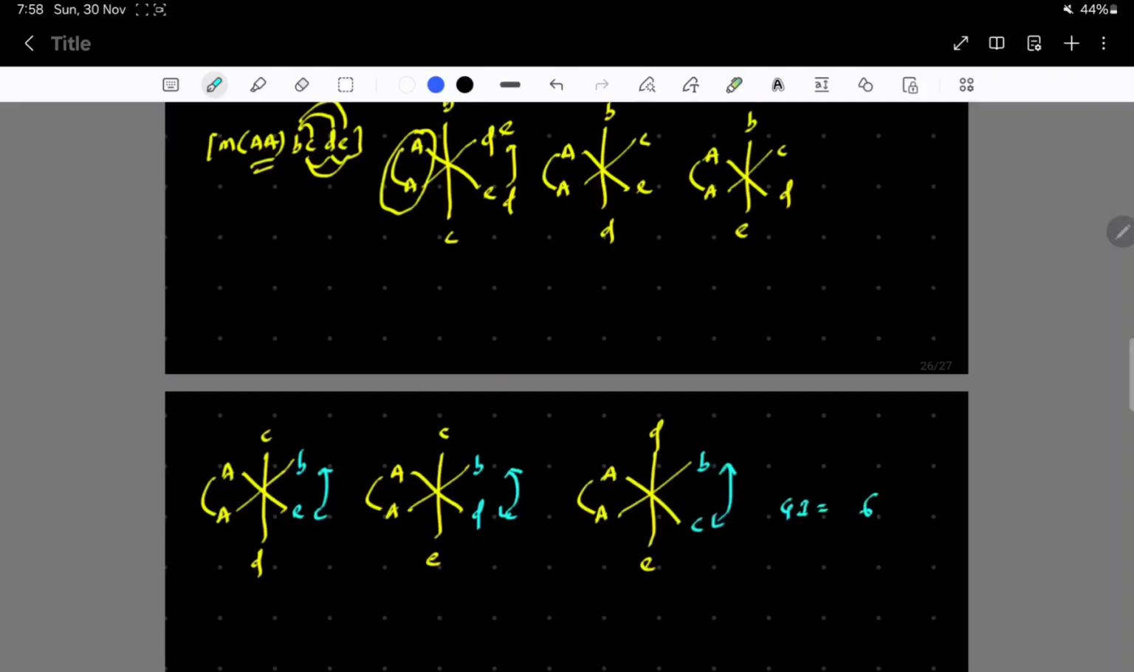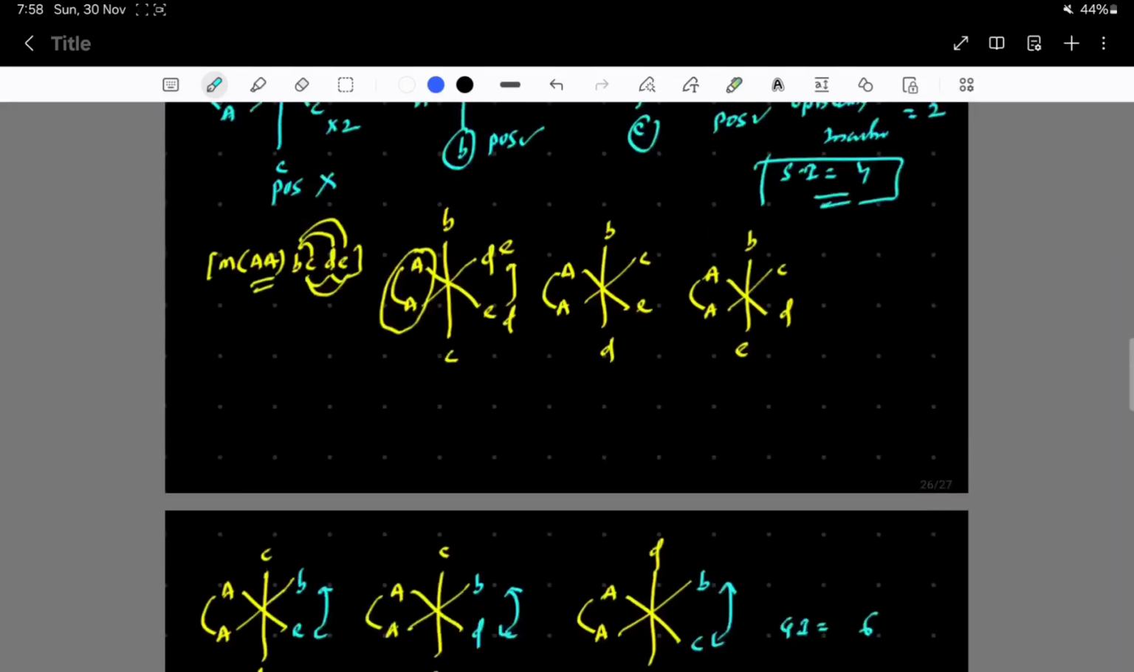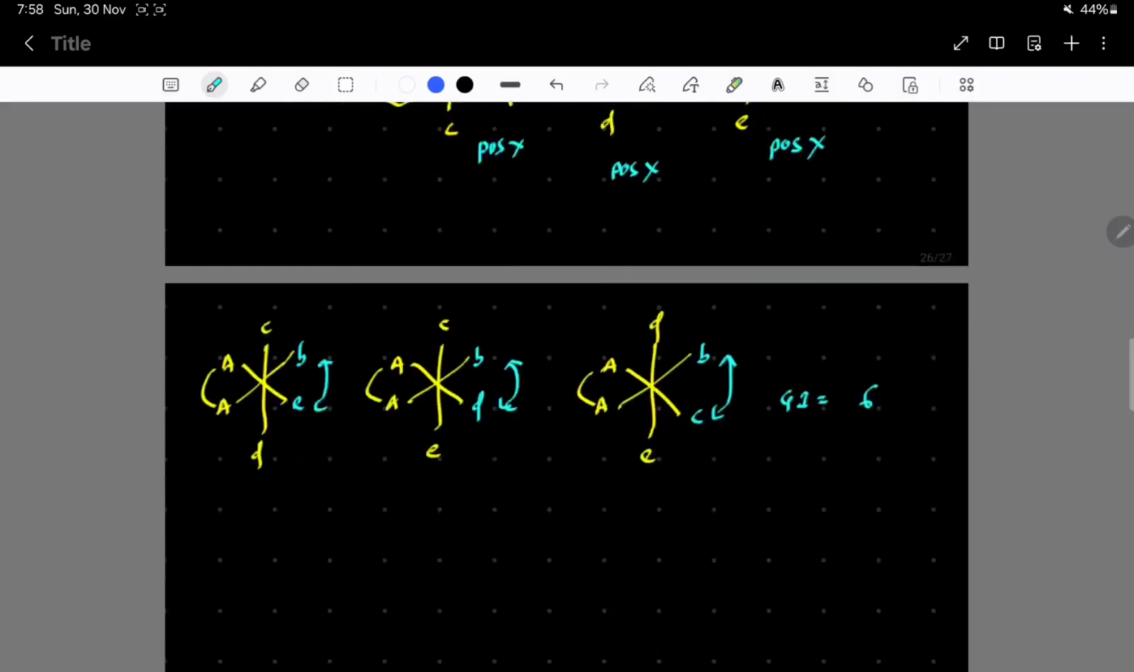Now look, is any plane of symmetry present? You can check it. Everything will be trans to each other only. There is no symmetry, so here the plane of symmetry is absent. In all the cases it is absent. You can take any imaginary plane and check it. In all the cases the plane of symmetry is missing.